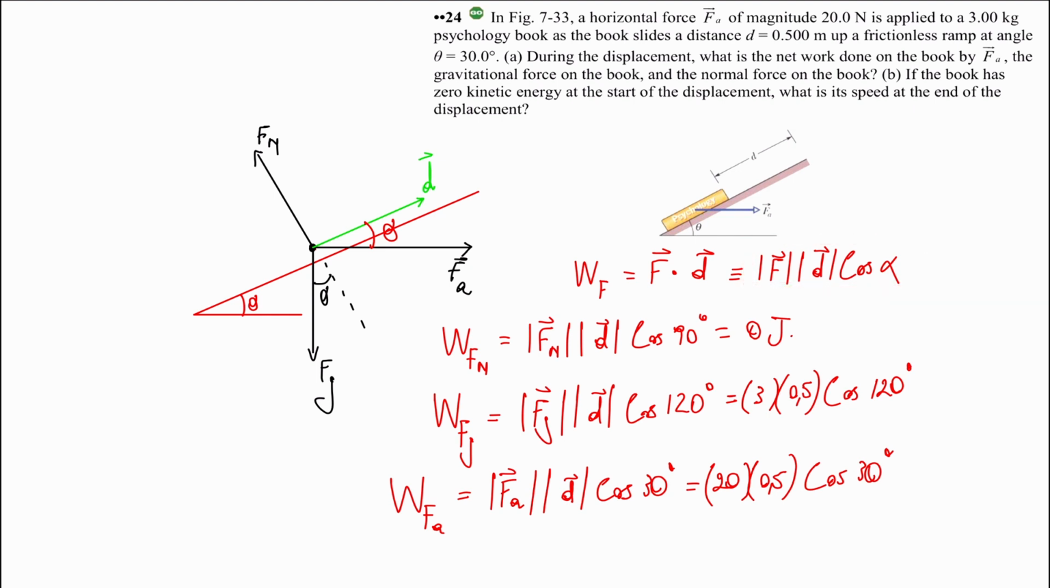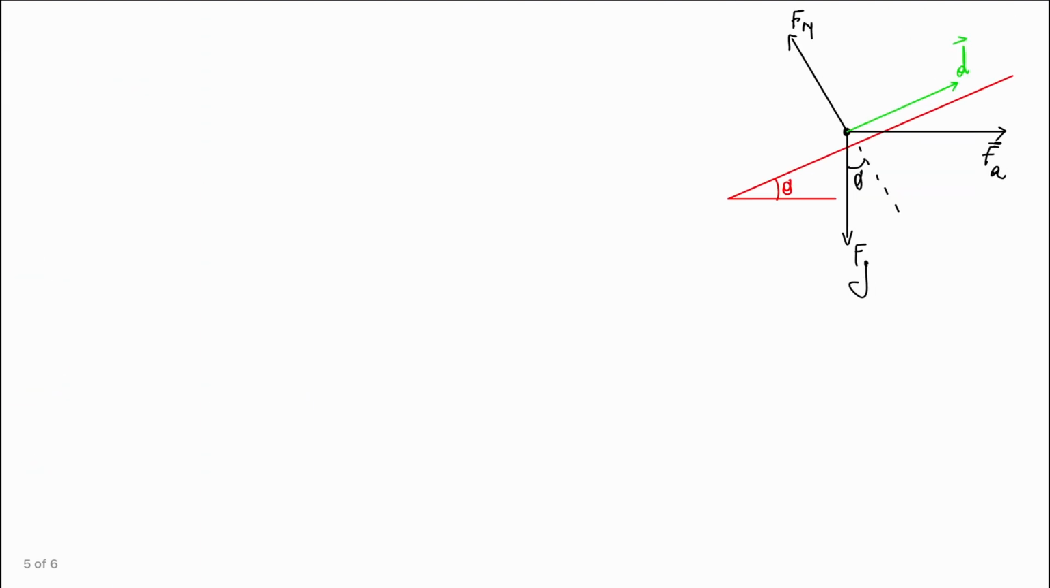Suppose we were to insist on using this approach. This approach means we have to have all our forces, both the normal force, the applied force, and the gravitational force, in unit vector notation. And also the displacement vector must be in unit vector notation. So let's go ahead and take a look at how this works out.